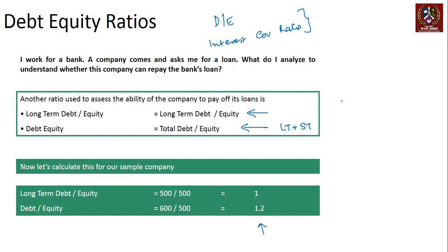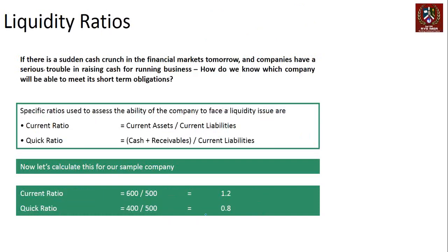So that's your debt equity ratio. If we calculate long-term debt by total equity, which is shareholder equity, you get 1 here, 500 by 500. And if you add the short-term debt, which is 100 crore, that becomes 500 plus 100, 600, and you calculate the ratio as 1.2. Next, we move to liquidity ratios.